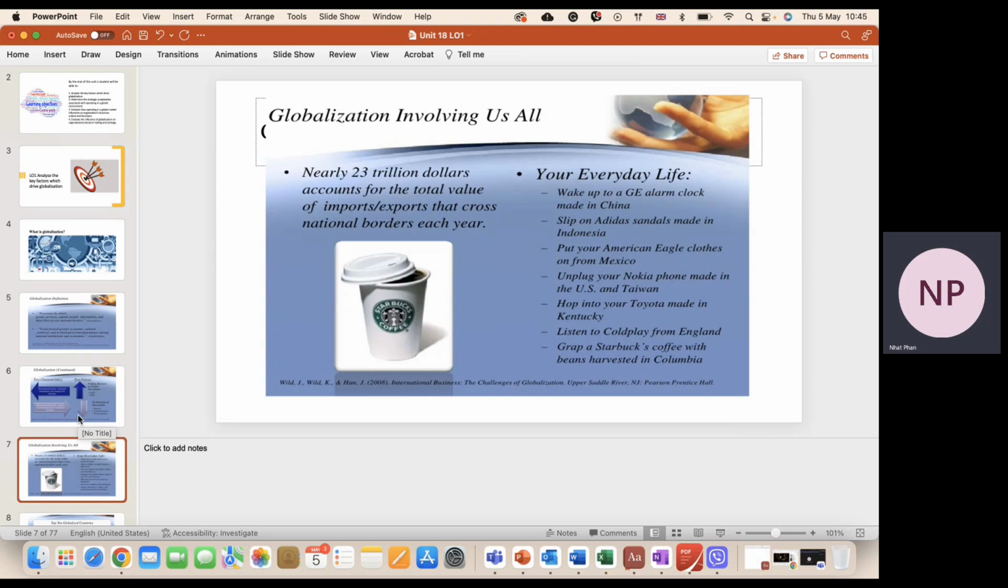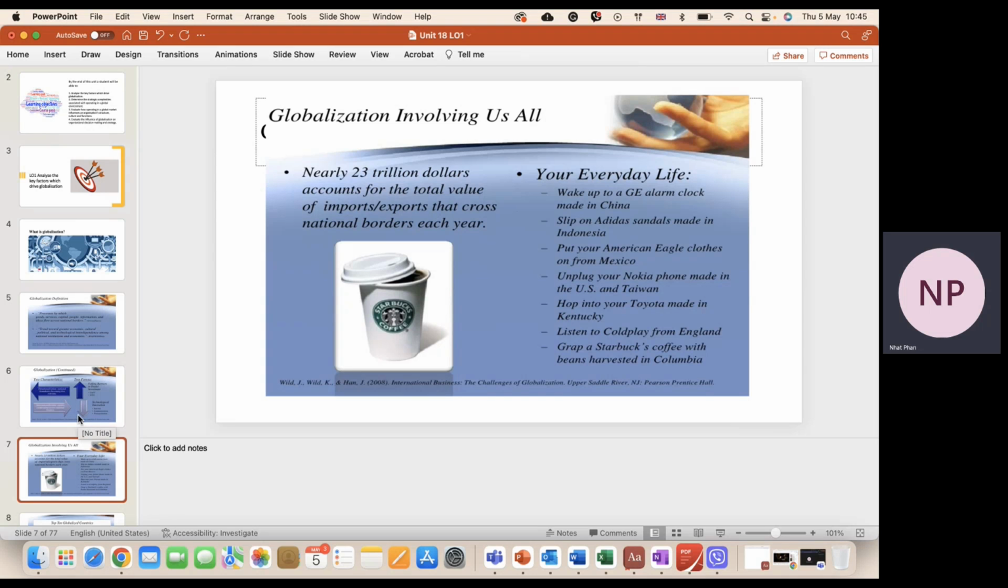As you can see on your slide, one of the examples of famous products is Starbucks. So this company we can categorize as a globalized company, because wherever you go, in the majority of the countries that you travel, you will see this brand name. And nearly $23 trillion accounts for the total value of import and export across national borders each year for this brand.